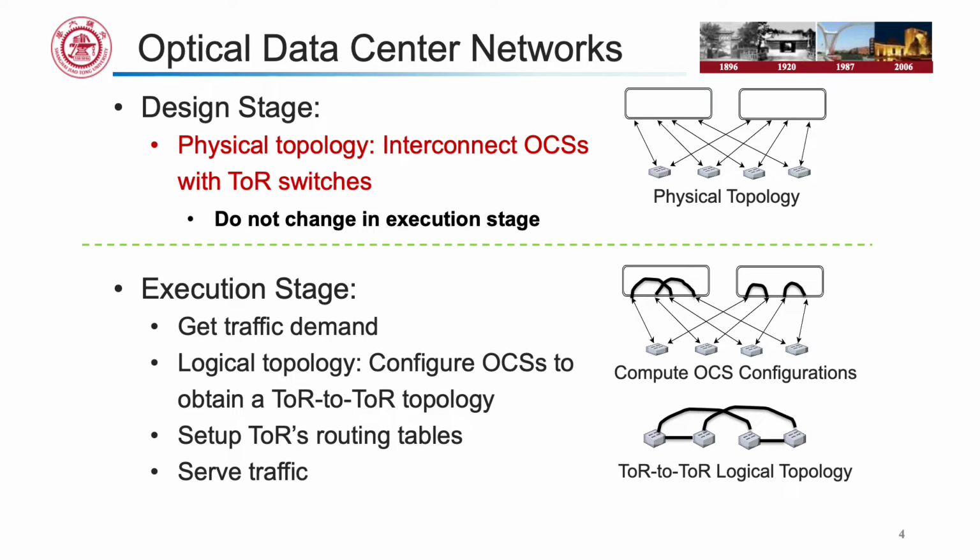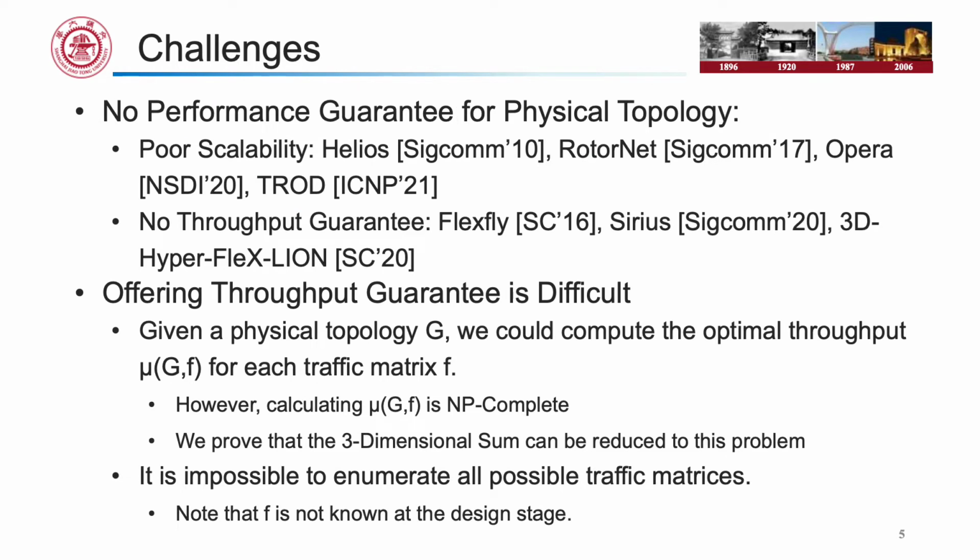In this work, we focus on the physical topology design problem. Note that at the design stage, we have no knowledge of traffic demand. In the existing literature, when people study optical data centers, they do need to propose some physical topologies, mostly using some heuristic ideas. Unfortunately, these physical topologies either scale poorly or have no throughput guarantee.